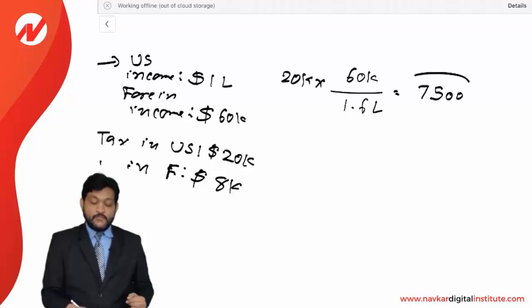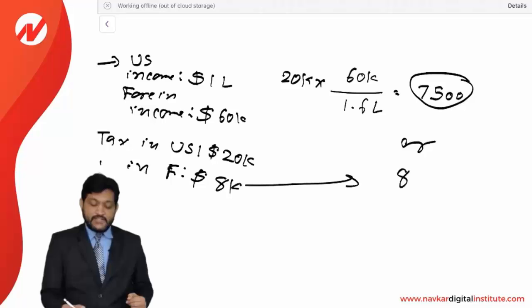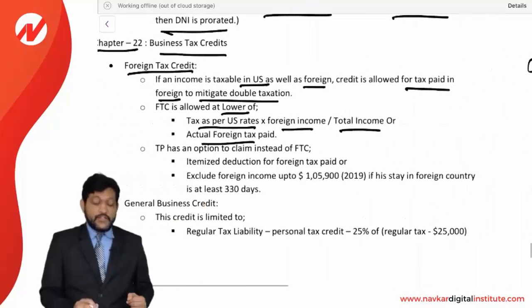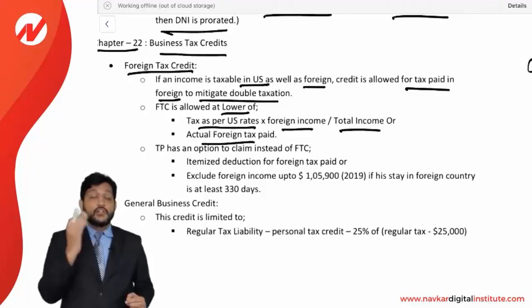So 7,500 or actual foreign tax paid, that is 8,000, whichever is lower, that credit will be allowed. So 7,500 of FTC will be allowed in the current year. So that's a formula you need to follow: tax as per US into foreign income divided by total income. That formula is to be applied.